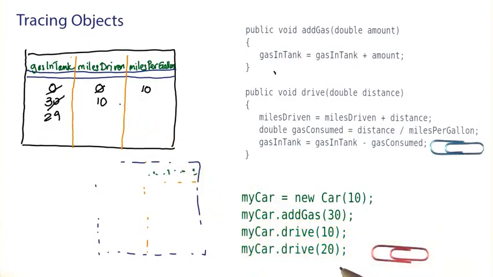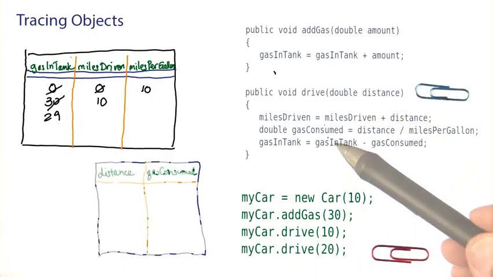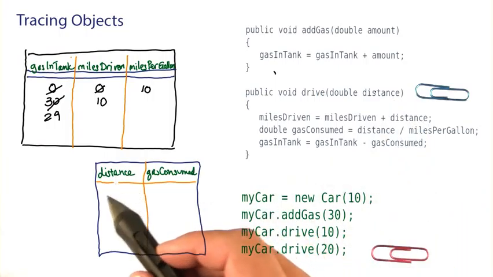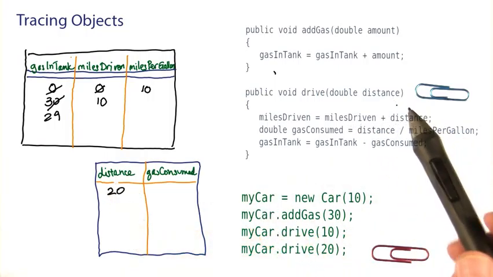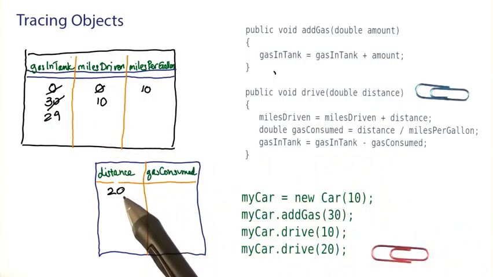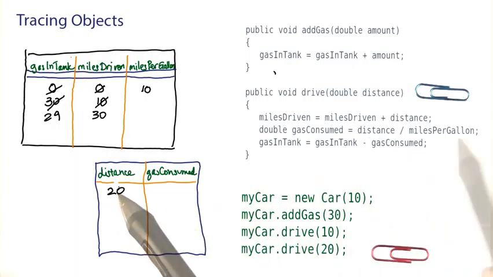Now here we are in the next method call. We're calling the drive method again. That means that this local variable and this one here will get recreated. Of course, this time the distance is 20. Now let's see, miles driven is miles driven plus distance. Previously it was 10. Now we add 20. Now it becomes 30.